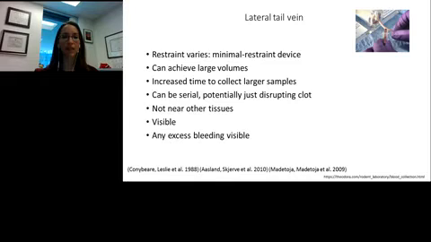This method has the advantage that it's not near other important anatomic structures or tissues, and the tail vein is often visible. It may be a little harder to see in pigmented mice. And if there's any excessive bleeding, you would be able to see that as well.